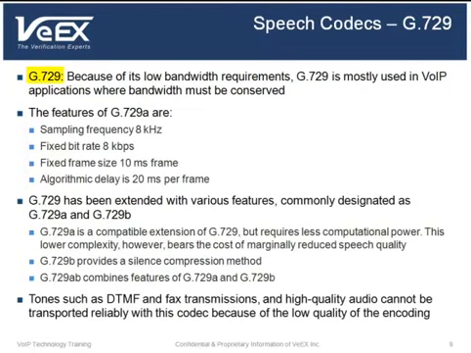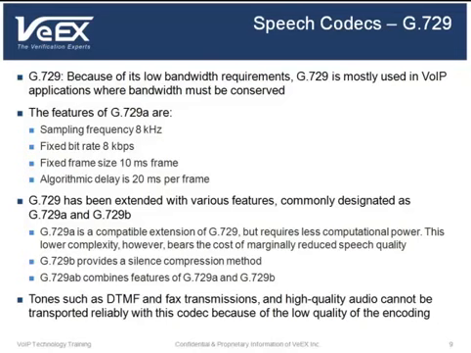Another speech codec is G729. Because of its low bandwidth requirements, G729 is mostly used in VoIP applications where bandwidth must be conserved. G729A, an extension of G729, has a sampling frequency of 8 kHz. It requires 10 millisecond frames. G729A has a fixed bitrate of 8 kilobits per second for the 10 millisecond frames.